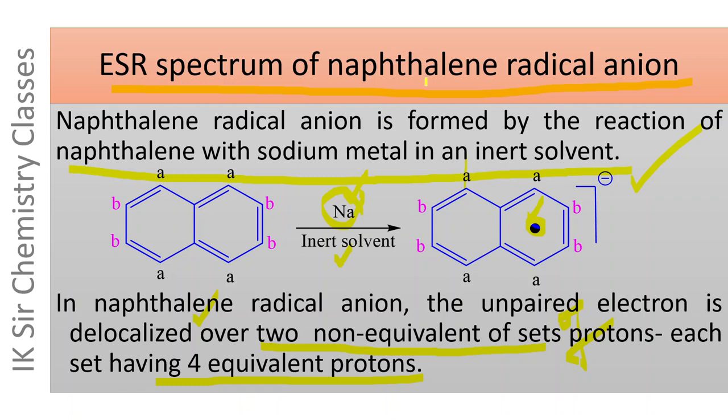The naphthalene radical anion consists of 2 non-equivalent sets of protons, and each set has 4 equivalent protons. One set contains 4 equivalent protons, while the other set also has 4 equivalent protons, but the protons of the 2 sets are non-equivalent. Equivalent protons are AA, AA, and thereafter BB, BB are also equivalent, but A and B protons are different.